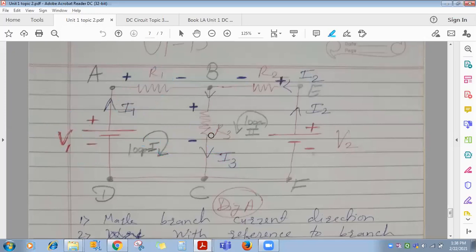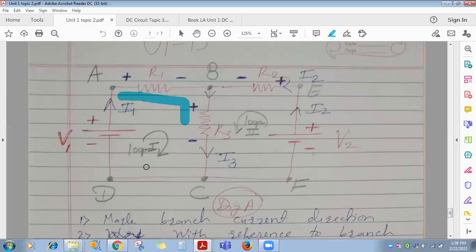So its algebraic sum is 0. And which sign convention are we using? Whenever we move from lower potential to higher potential, consider that voltage source or voltage drop as positive, and the other one as negative. So move clockwise. Now start from this.